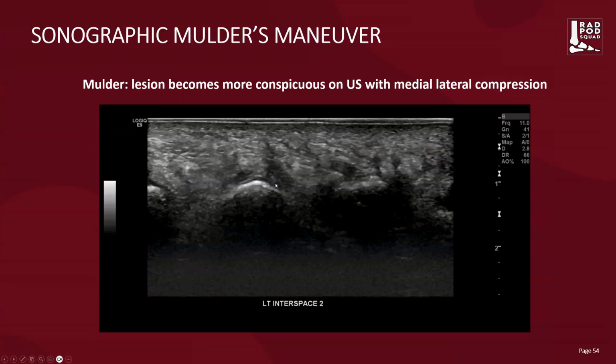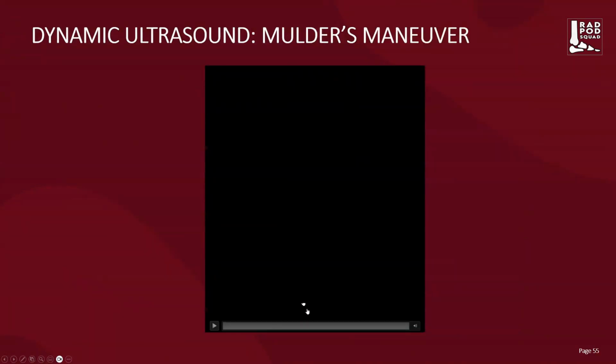So we'll be looking at the level of the interspace to see whether or not we can have the neuroma move from the region of the intermetatarsal bursa where it lives, press upon the level of the deep transverse intermetatarsal ligament. Let's take a look in this dynamic Mulder's maneuver ultrasound.